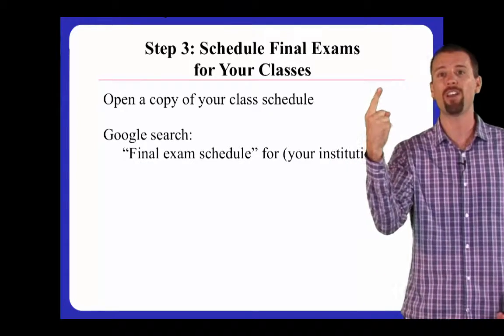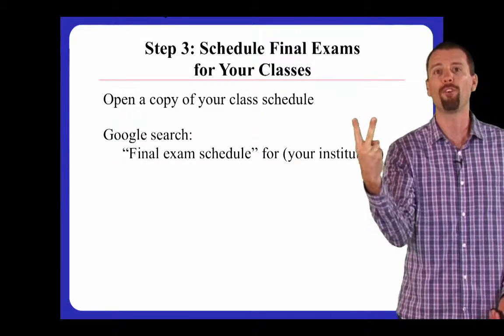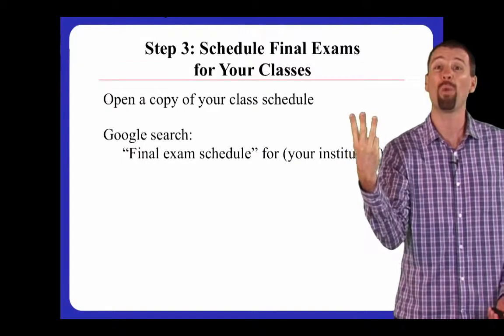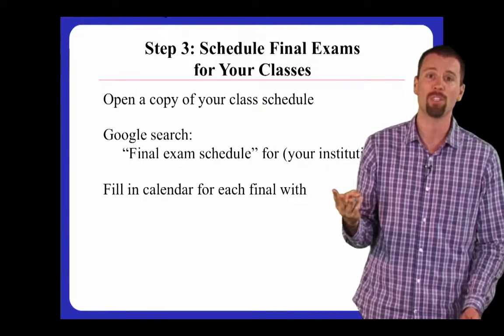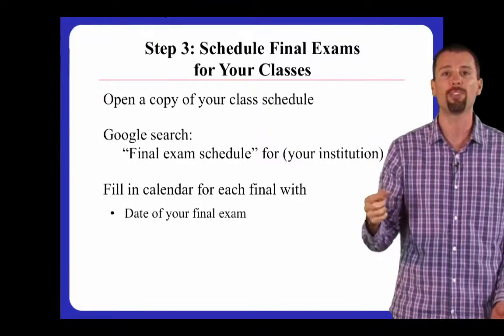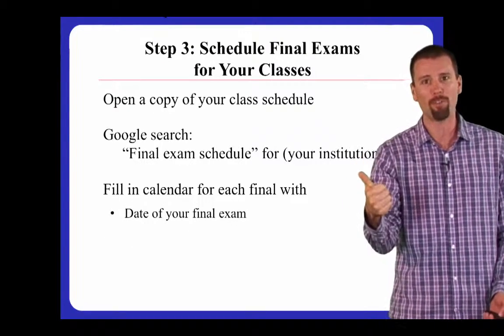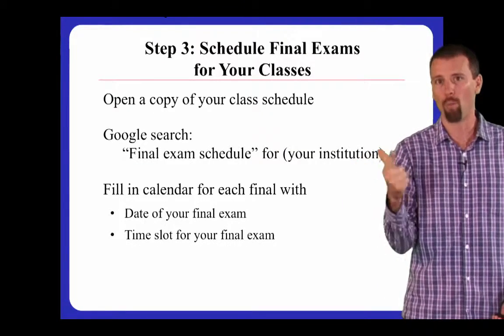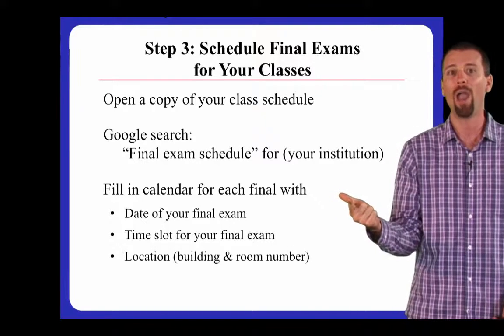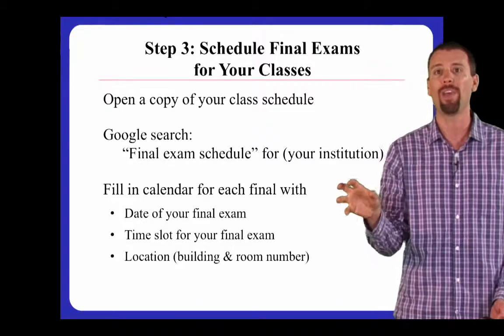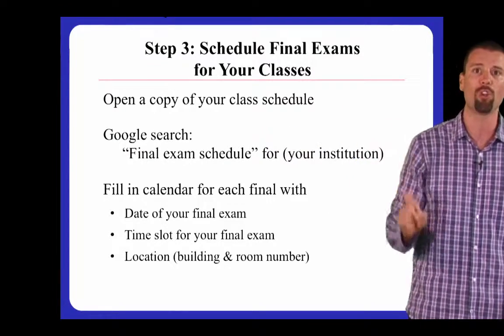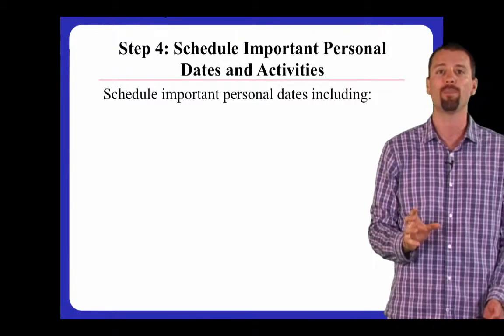Okay, so what we've done is we've got a blank calendar. We've filled in all important registration dates. We filled in our upcoming final exams. When you fill in your final exams, I think it's important to fill in the date of your final exams, the time slot, from what time to what time that final exam will go, and also the location, building and room number if that's appropriate. That way there's no confusion later in the quarter. When you look back, you know exactly when and where you're supposed to be.